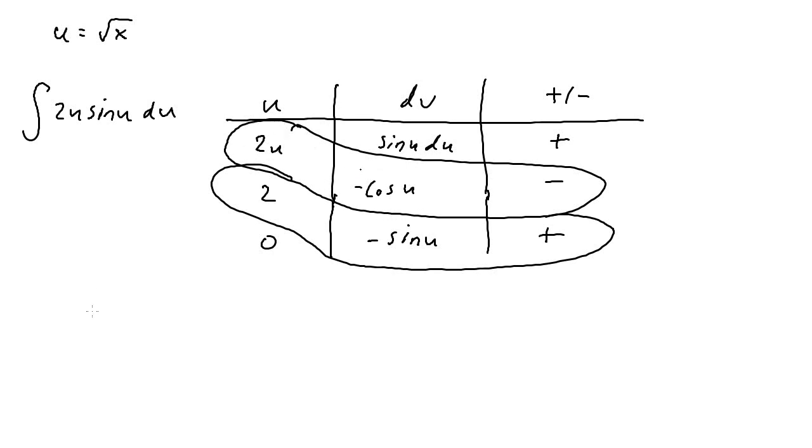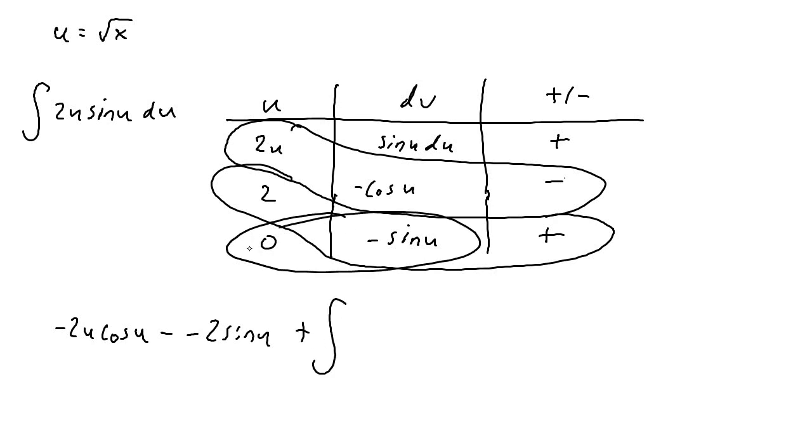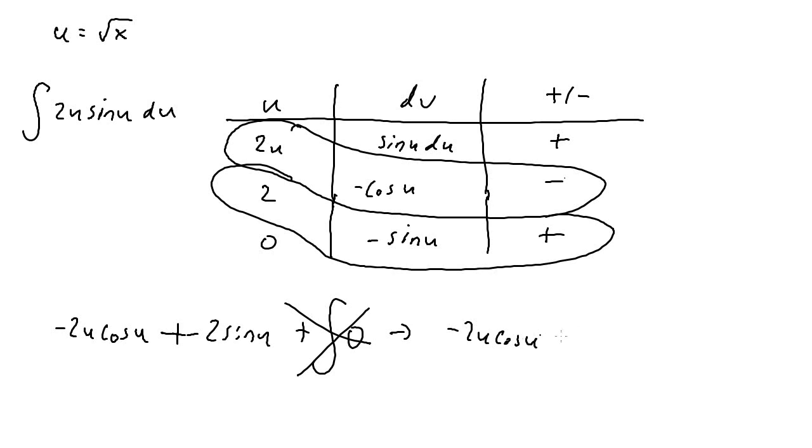So I'm going to go ahead and multiply those two. So we get negative 2u cosine of u. We have a minus here. 2 times negative sine of u, so that's going to be negative 2 sine u. And then we have plus the integral of the last row. So plus the integral of 0 times negative sine u, that's just going to be 0. Once again, 2 negatives will make a positive. The integral of 0 is 0, that will cancel. And so then we get negative 2u cosine u, and then plus 2 sine of u, and then plus c, since this is an indefinite integral.